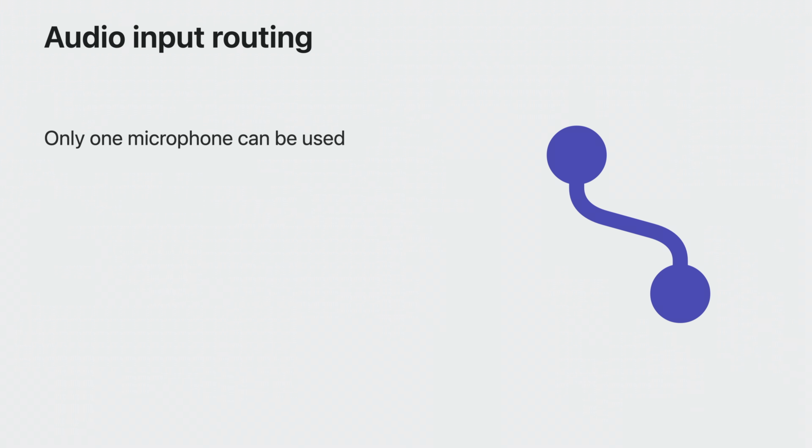The iOS audio routing system allows only one microphone to be used at a time. It also automatically changes to the last connected microphone. This is because, just like when connecting a camera, the user is indicating the newly connected microphone should be used.